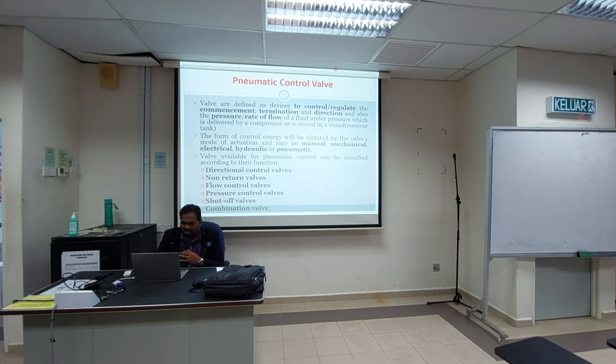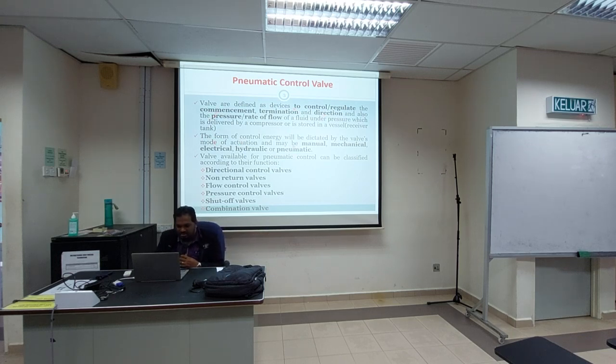So control valves are normally used to control the flow of the compressed air. You want to start something, that is commencement. You want to terminate something, you want to stop something, for example the cylinder extends and you want to stop. So you can use the valve. And for direction, the air comes in here, and you want to channel it to this side. You can also use this control valve.